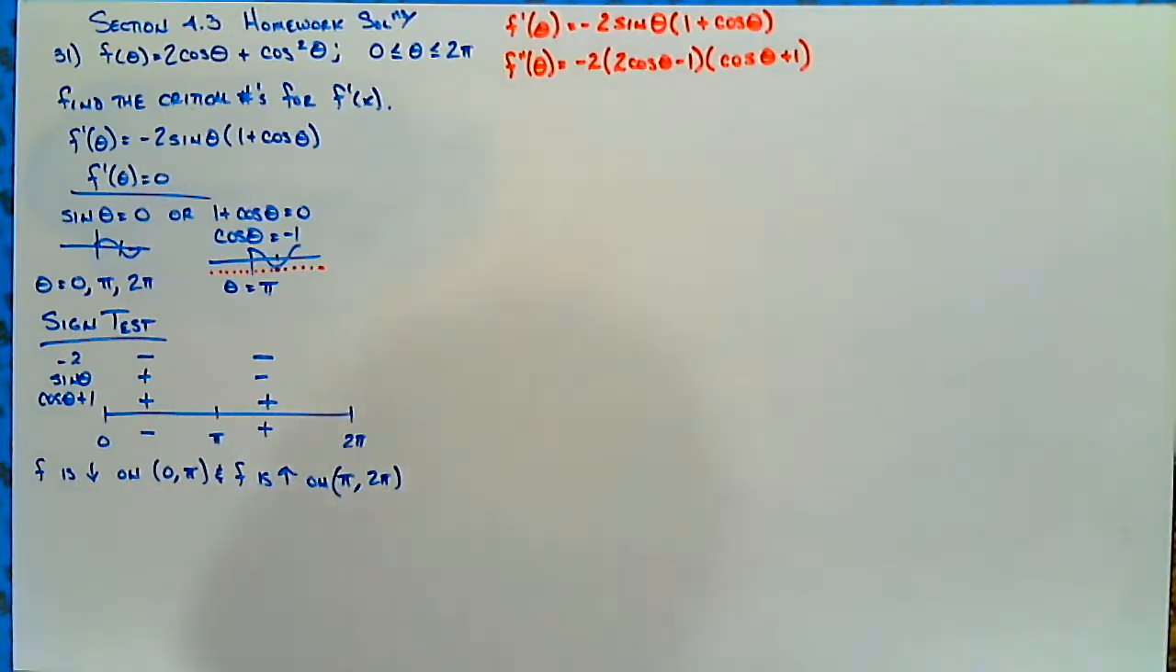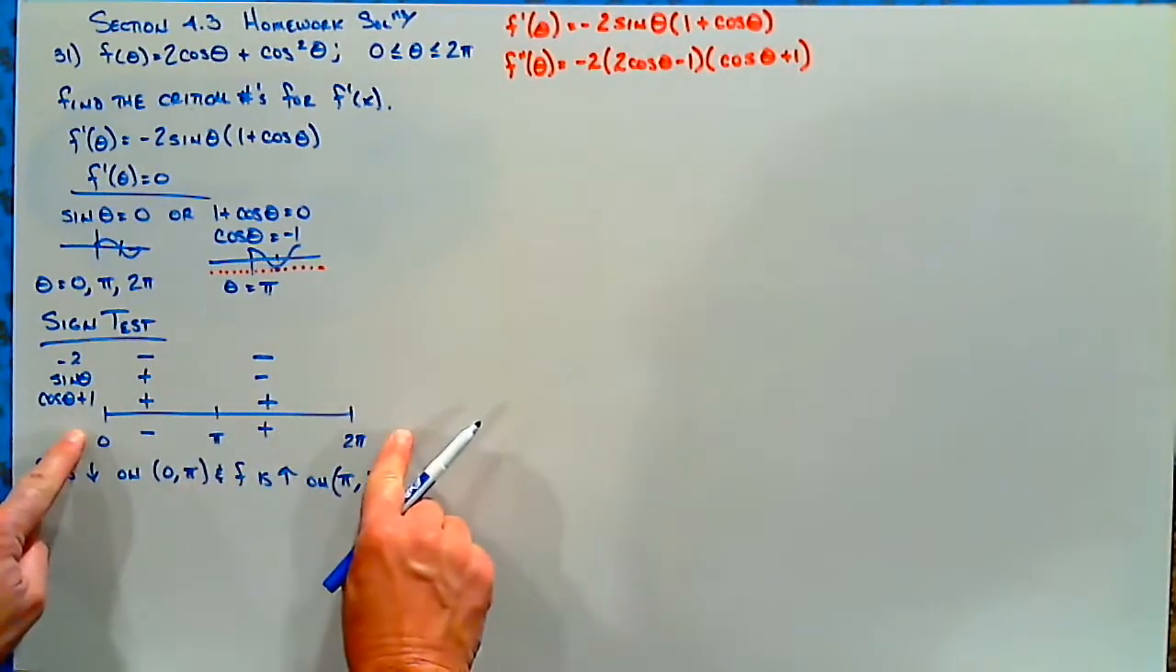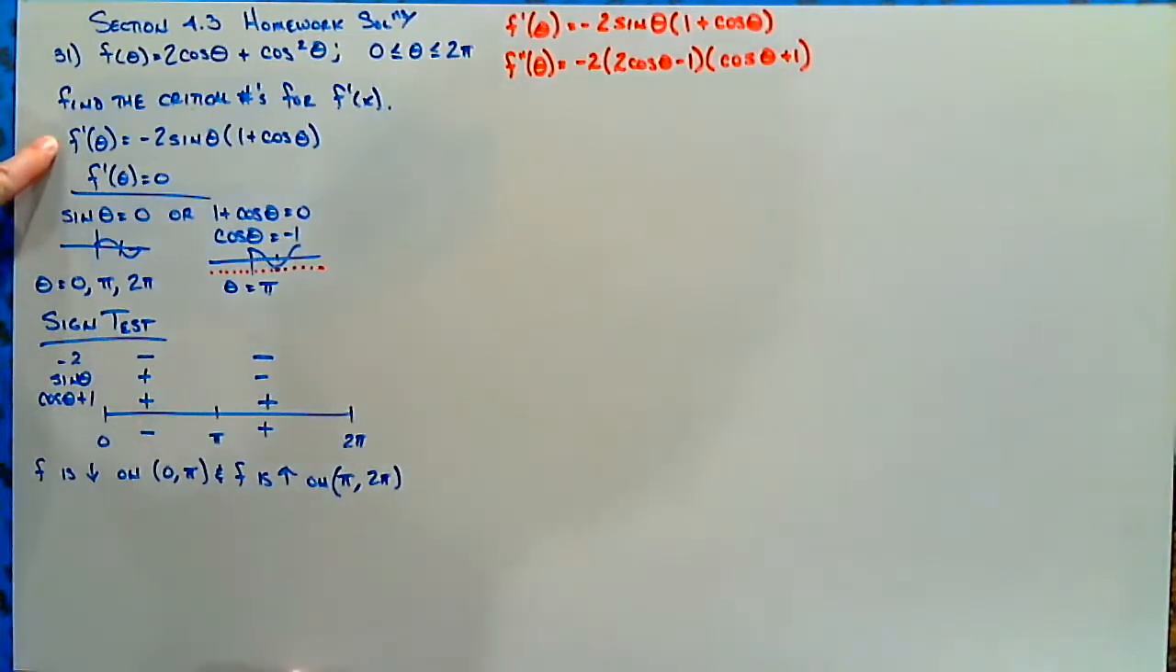Now these are open on the ends because these are zeros of my derivative. They're places where my derivative equals 0. Our book specifically says a function is increasing if the derivative is greater than 0, not if the derivative is greater than or equal to 0. So we have to make sure we have open intervals there.